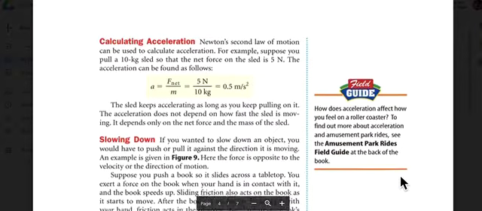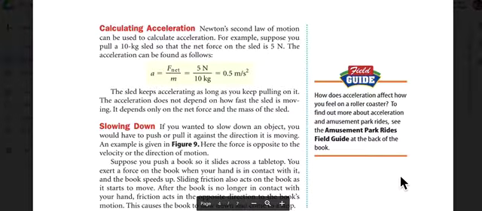Calculating acceleration. Newton's second law of motion can be used to calculate acceleration. For example, suppose you pull a 10 kilogram sled so that the net force on the sled is 5 newtons. The acceleration can be found as follows. Okay, this formula here. The sled keeps accelerating as long as you keep pulling on it. The acceleration does not depend on how fast the sled is moving. It depends only on the net force and the mass of the sled.